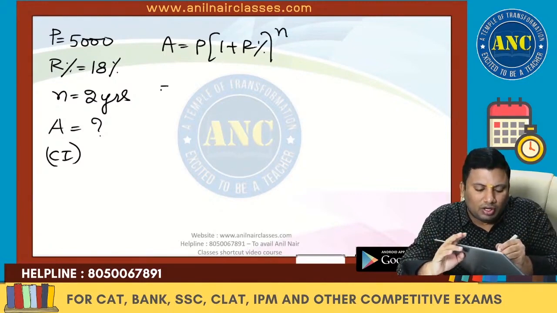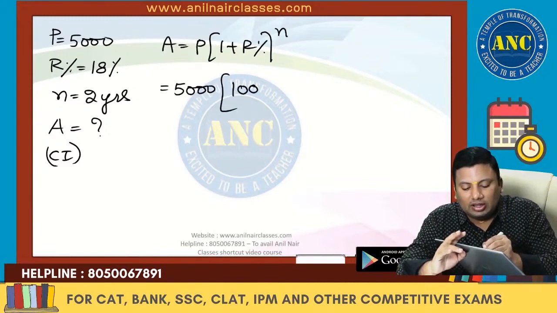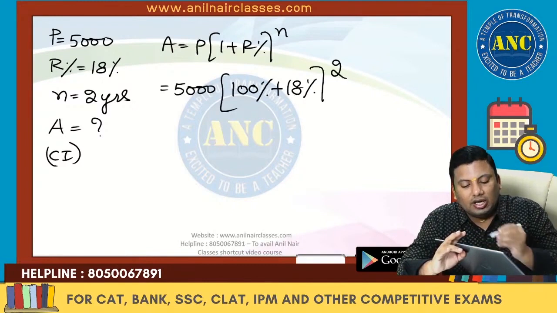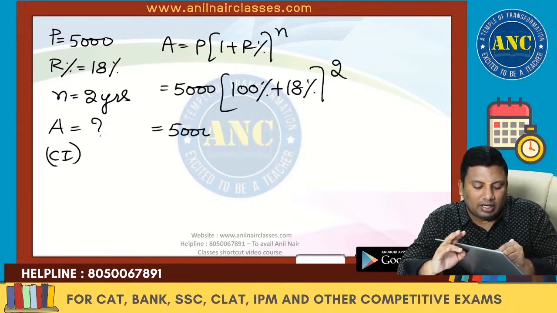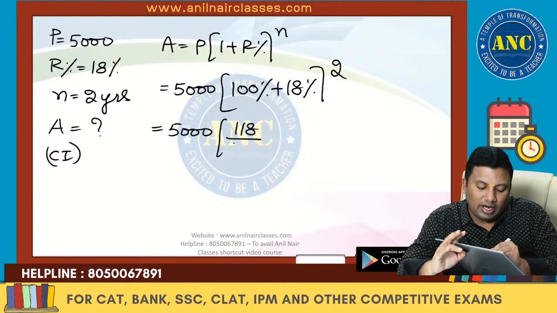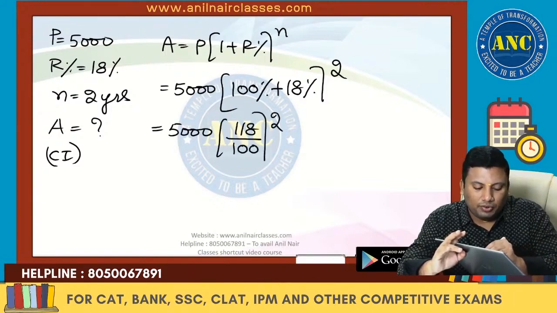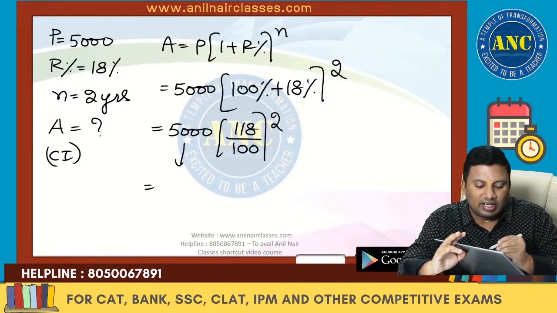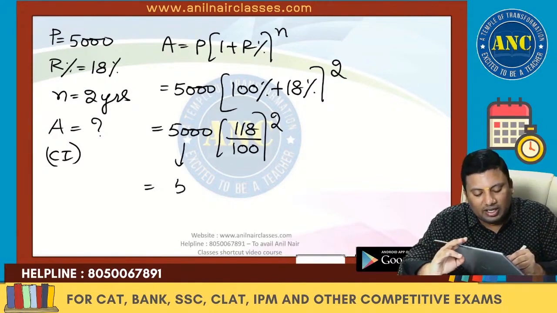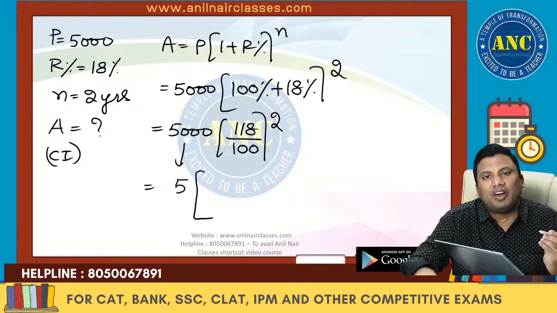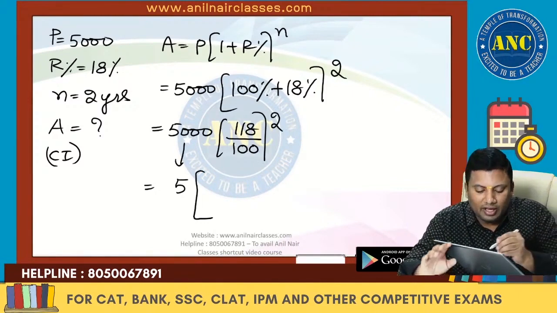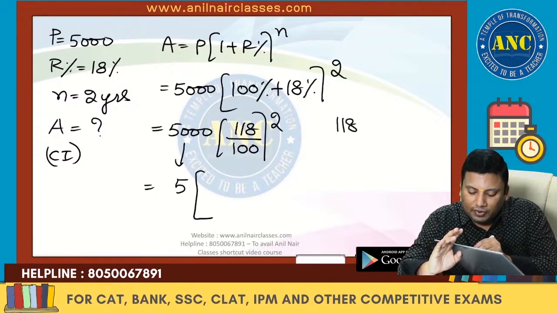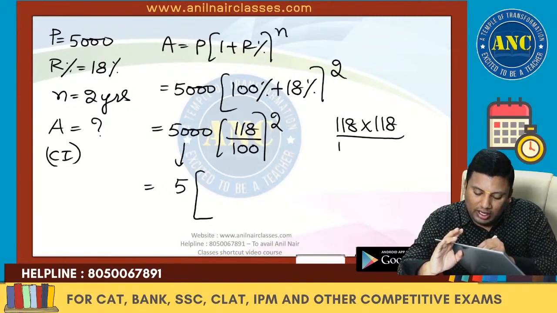Even if you do not know that also, you can solve it, I will show. These 5,000. 1 is nothing but 100 percentage. R is 18 percentage. Power 2 years. So this is nothing but 5,000 into 118 by 100 power 2. 5,000. What is the digital sum? Digital sum is the sum of the digits till you get a single digit number. 5 plus 0 plus 0 plus 0, 5. 1 plus 1 plus 8. This is nothing but 118 into 118 divided by 100 into 100.